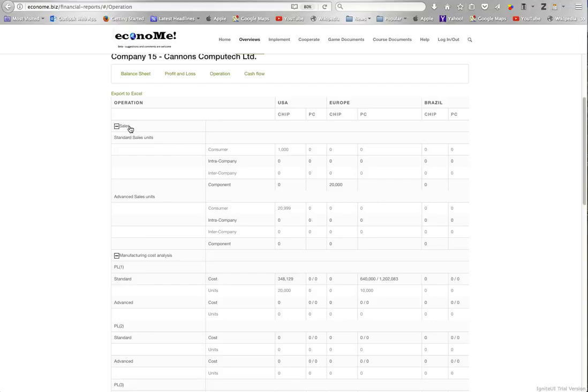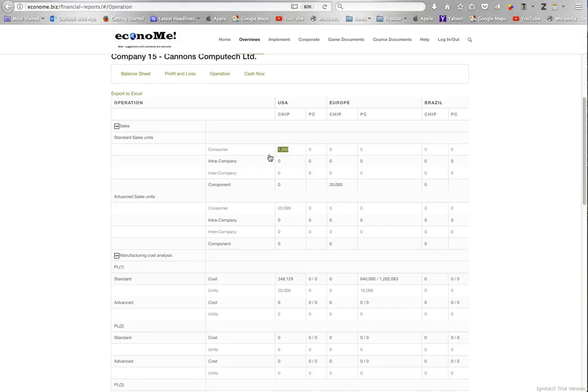In the sales reports, first of all, let's notice it is broken down like in the profit and loss statement into standard and deluxe. In this case, it's called advanced, but this really means deluxe. Now, it's further broken down like in the profit and loss statement into consumer sales, intra-company sales, intercompany sales, and component. The same goes, of course, for deluxe sales.